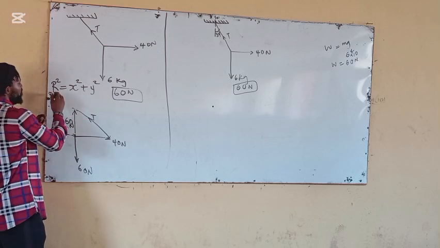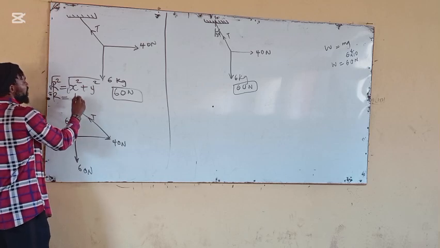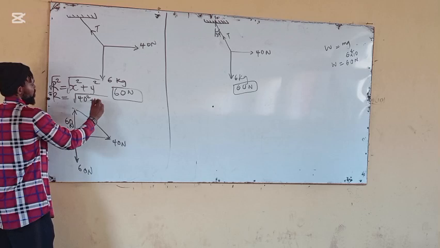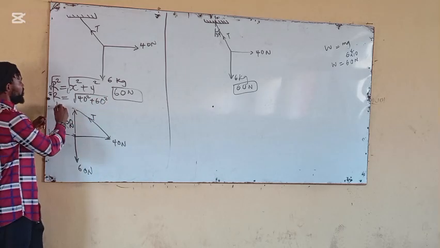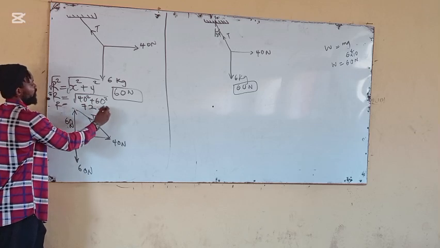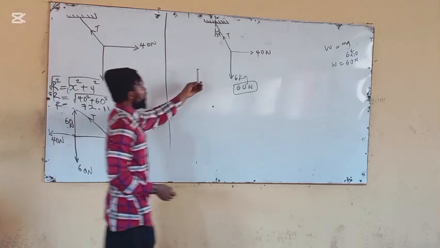So that r now becomes, take the square root of both sides, the square root of 40 squared plus 60 squared. But do it for me. Take the square root. What do you have? Okay, 0.11. Okay, well let's try to look at this one.